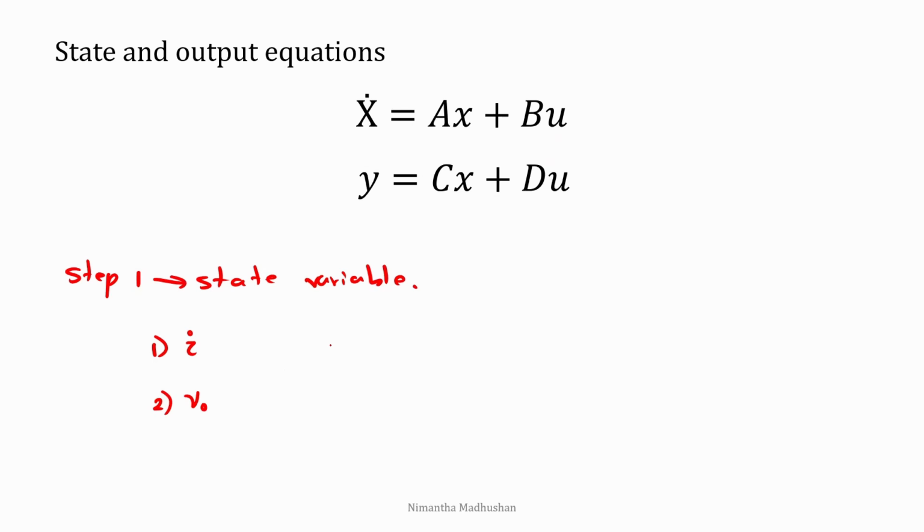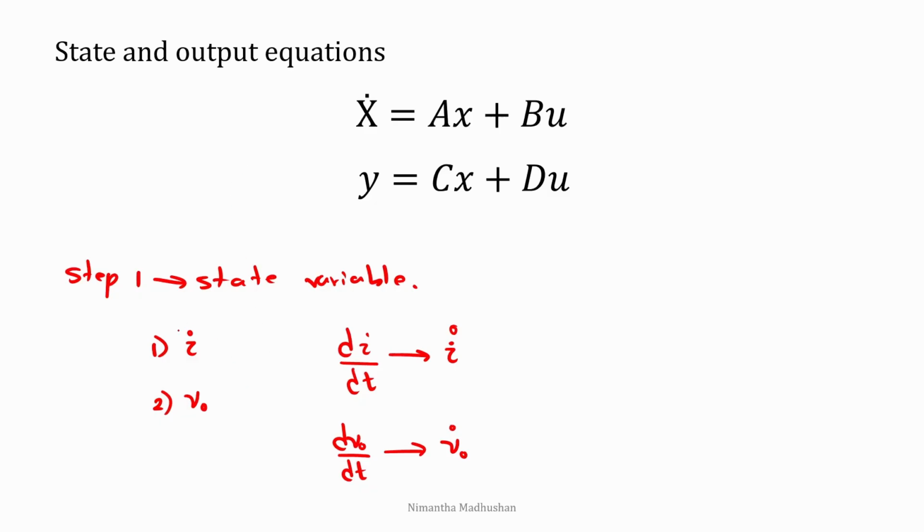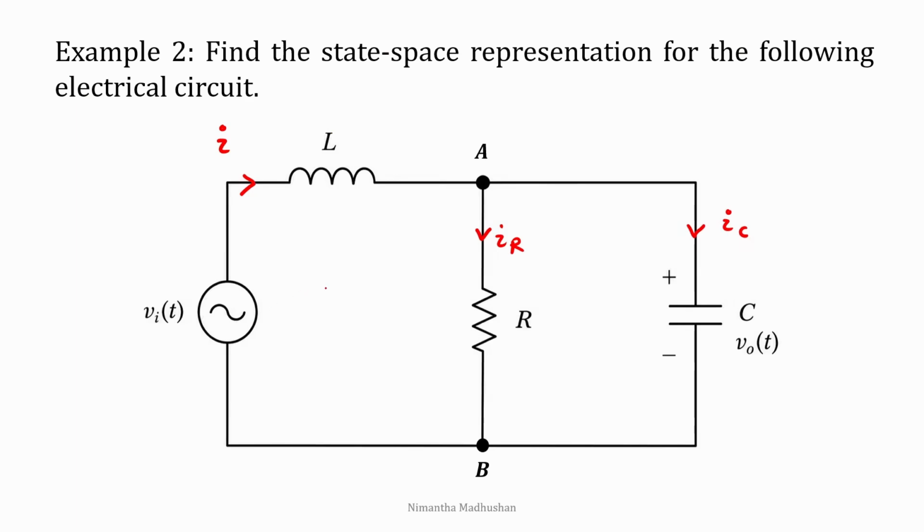Now we have to derive differential equations for these two variables. If we consider di over dt, we can write it as I dot, and for the dVout over dt, we can write Vout dot. As step 2, we have derived differential equations using derivatives of these two selected state variables. First, I consider this loop. I consider it as A and this loop B.